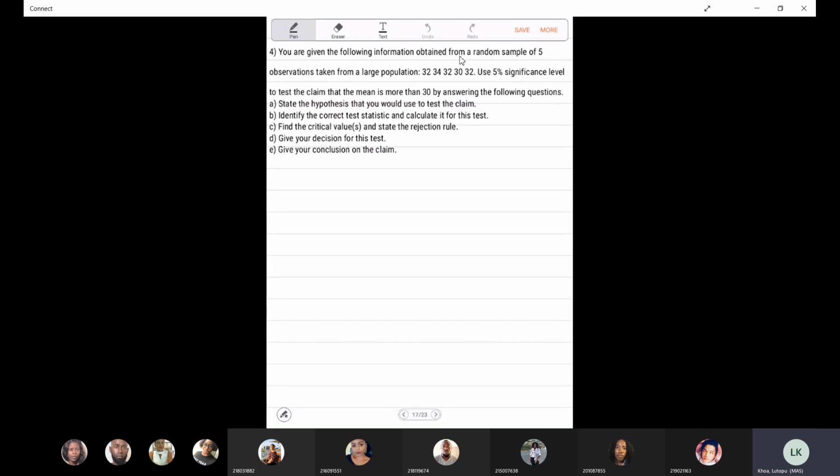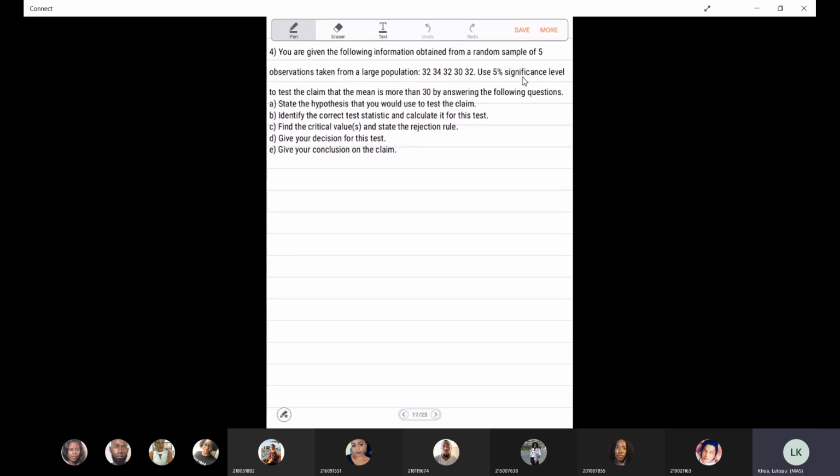You are given the following information obtained from a random sample of 5 observations. So far we've only dealt with a t-test and a z-test. So when you see a sample size that is less than 30, your mind should already start thinking, oh, I'm probably going to have to do a t-test. Especially if the population standard deviation is not given, as is the case here. So we have a random sample of 5 observations taken from a large population, and here are the values that we got: 32, 34, 32, 30, and 32.